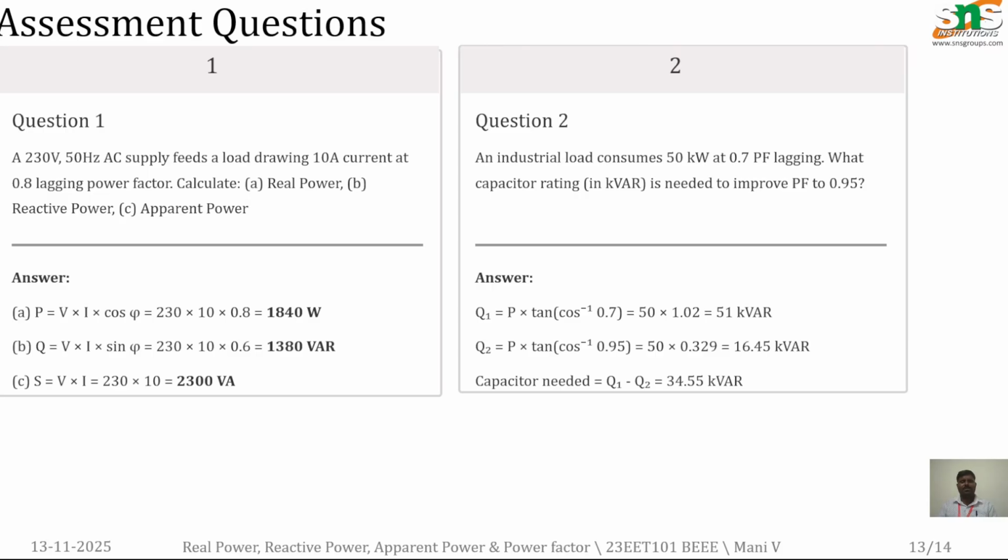So this is an assessment. An industrial load consumes 50 kilowatts at 0.7 power factor lagging. What capacitor rating in kilovolt ampere reactive is needed to improve the power factor to 0.95? You can calculate and put your answer in the comment section.